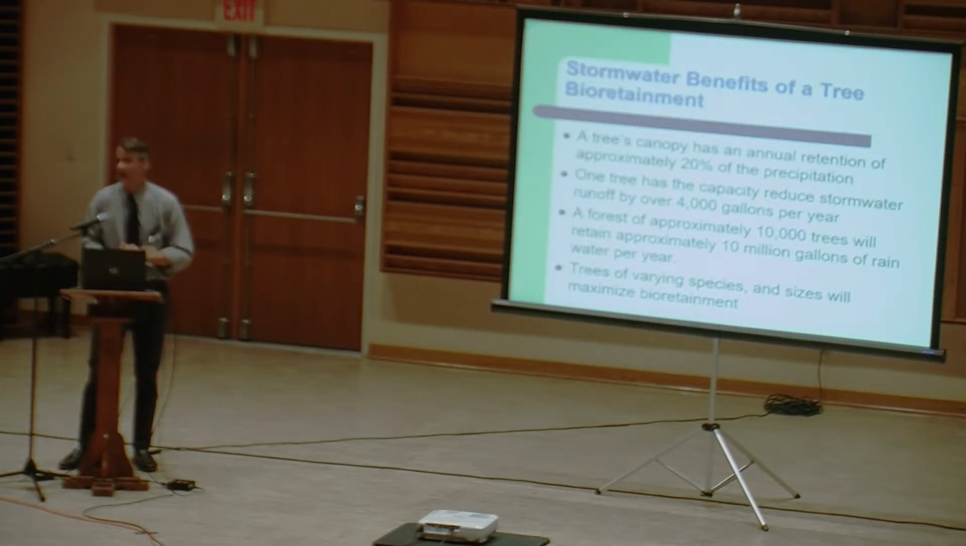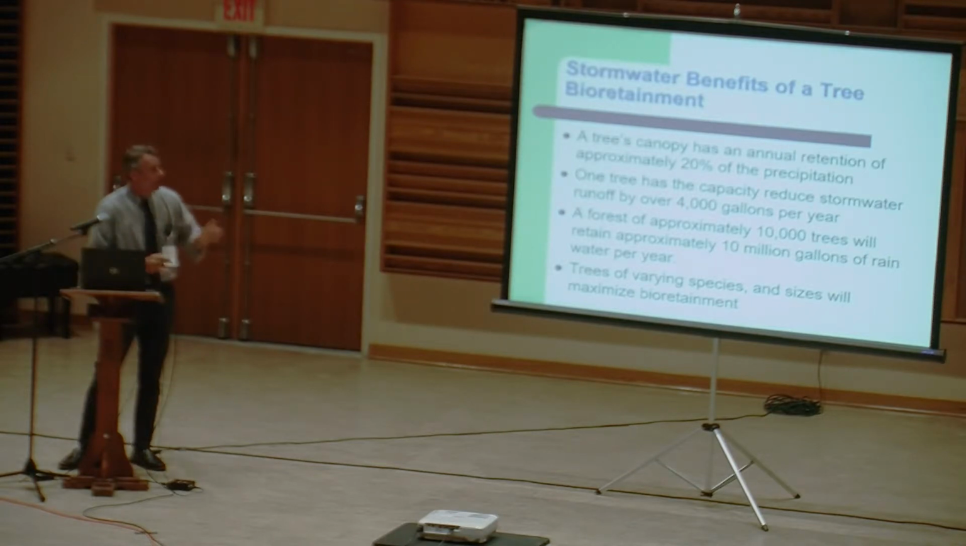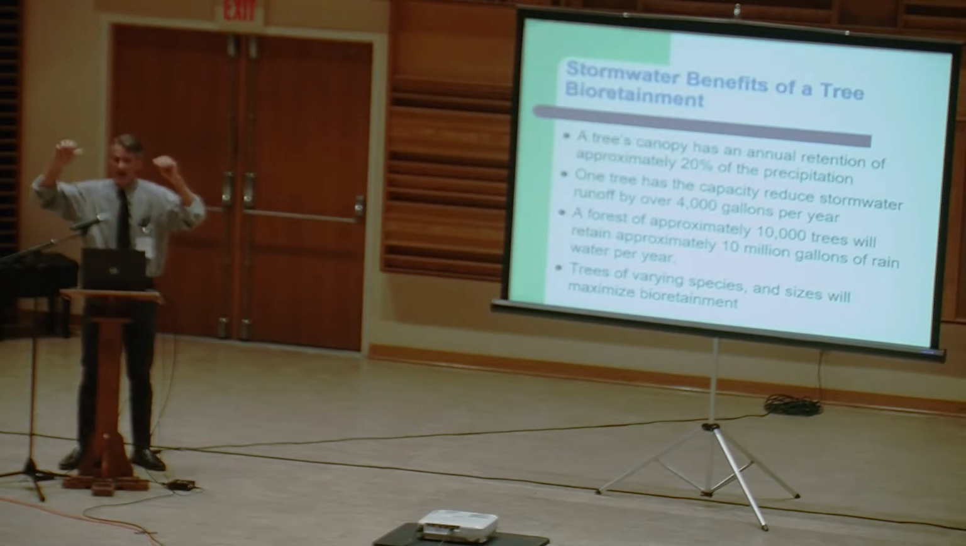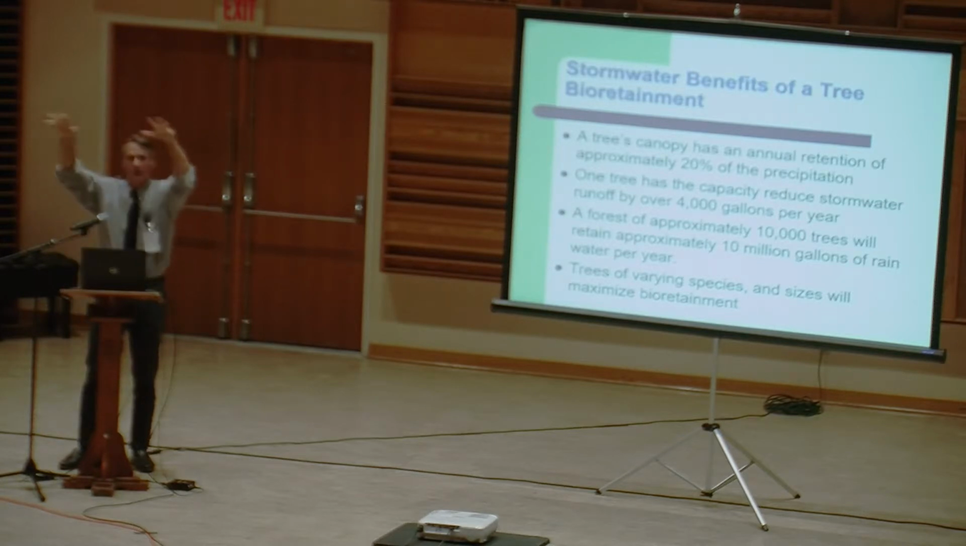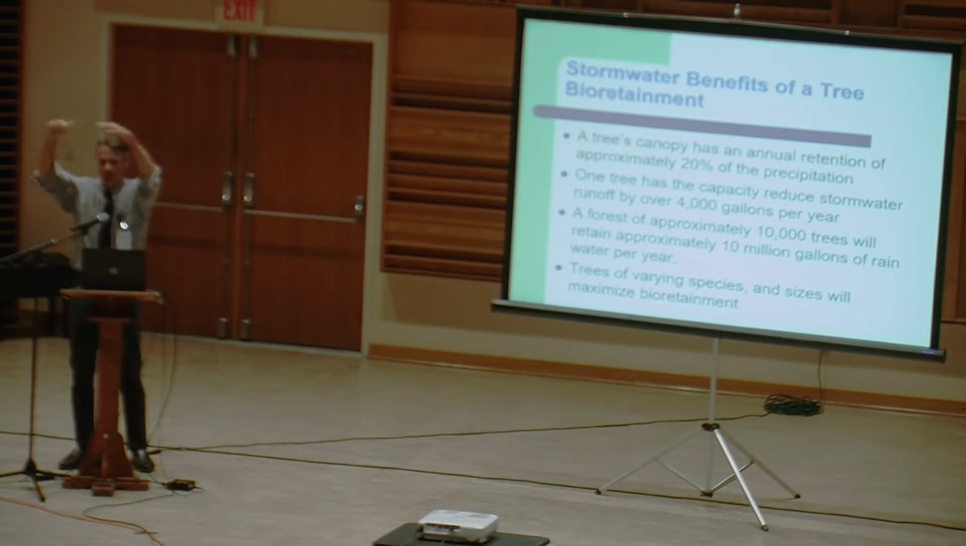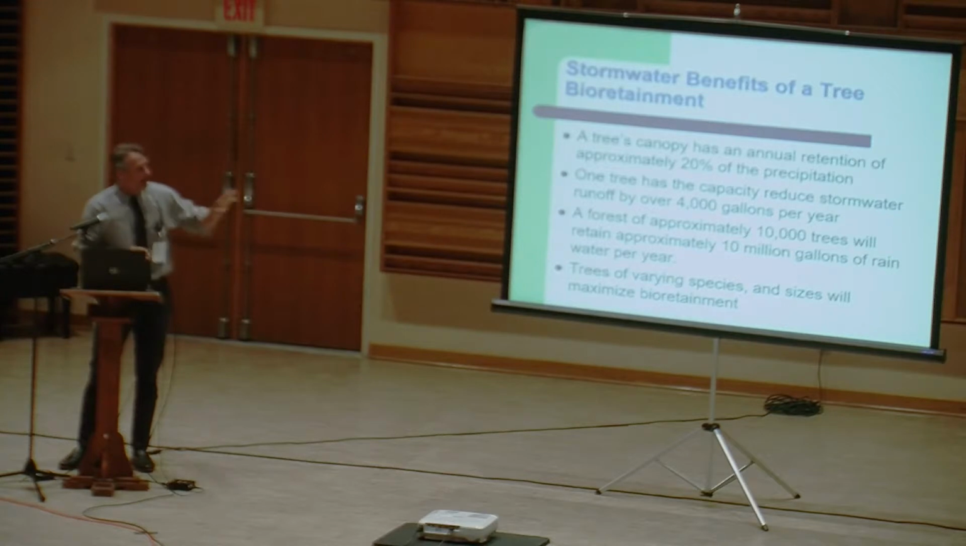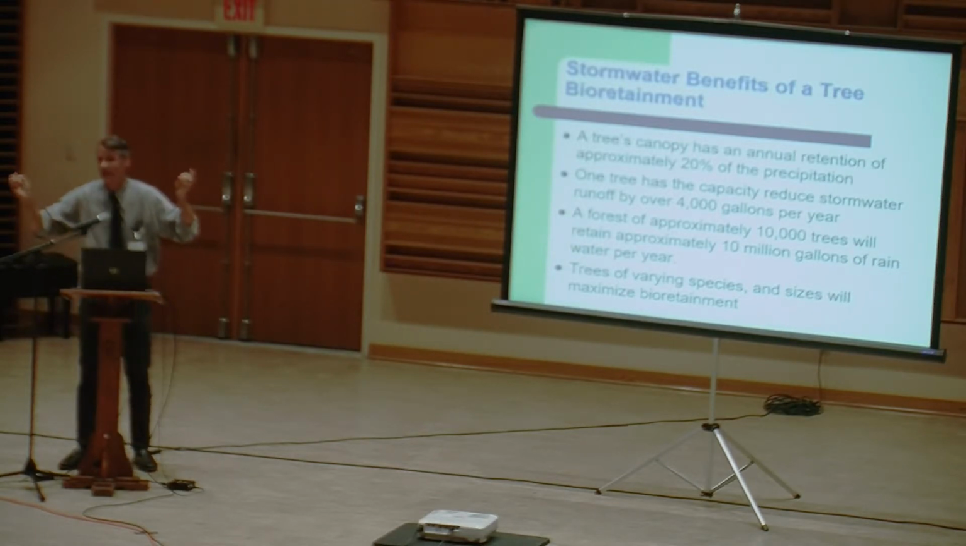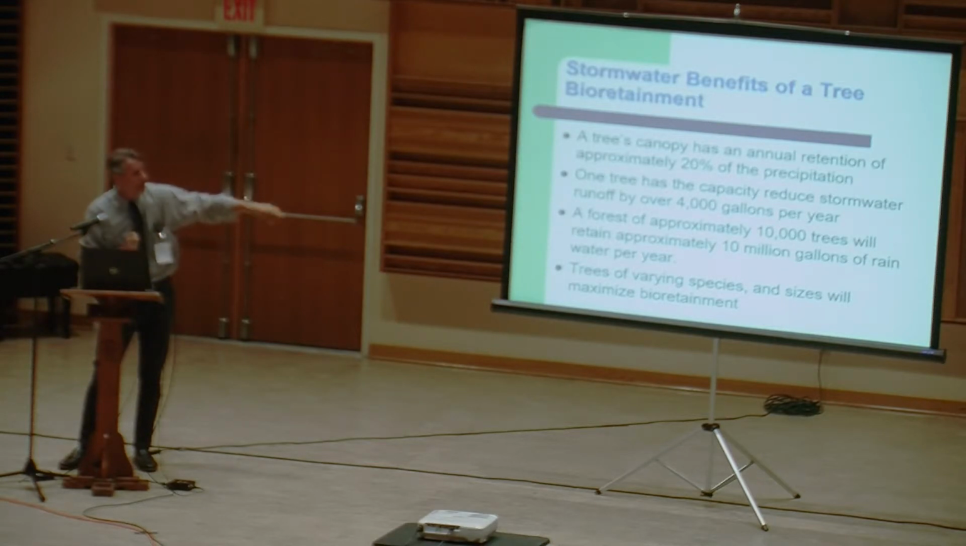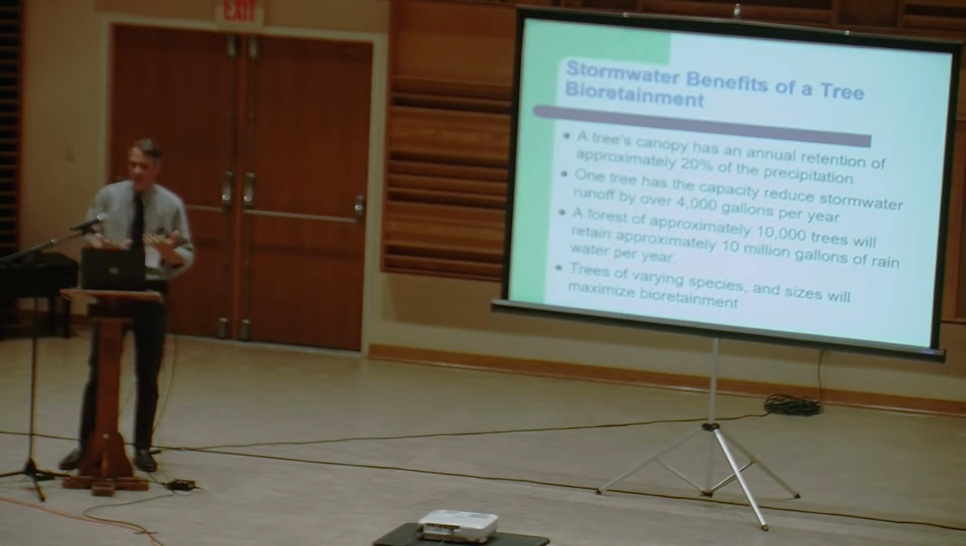So there are some interesting facts about trees when it comes to stormwater. One is that a tree's canopy accounts for about 20% of the precipitation. So whenever there's a rain event and you have a lot of tree cover, 20% of that precipitation ends up on the leaves and will eventually be utilized or will go back up into the atmosphere. A semi-mature tree has the capacity through evapotranspiration to remove 4,000 gallons of runoff. One tree. And another study showed that a forest of approximately 10,000 trees can retain approximately 10 million gallons of stormwater. This is why trees are very important.